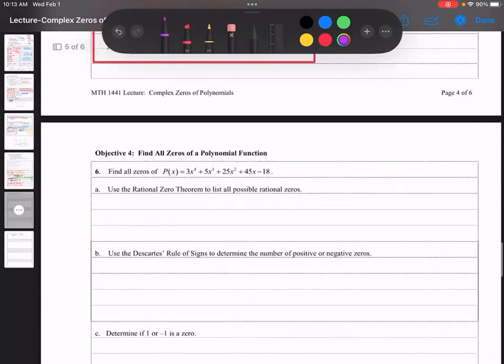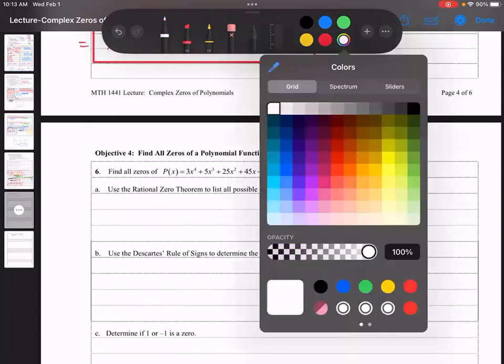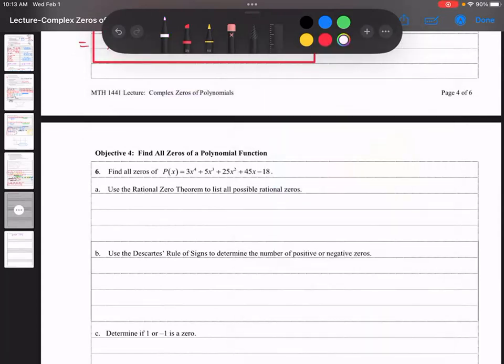Now for me, like I said, I use my own rules. I don't follow the Descartes sign rule. It's too much for you, and plus it's not gonna be on the exam. So what I do, I just cross those out. I don't need those.